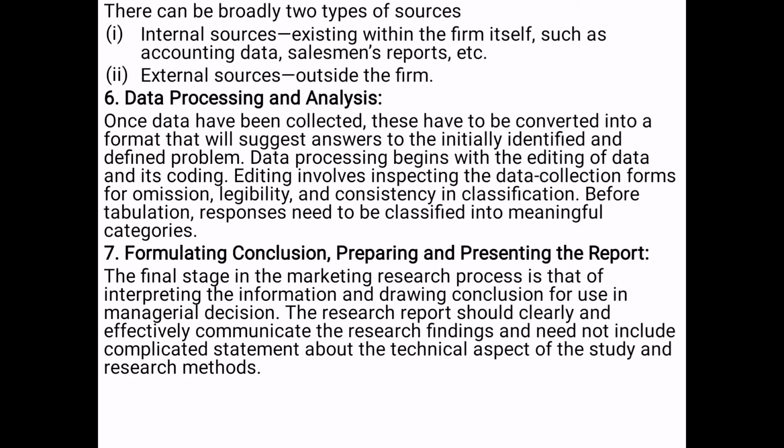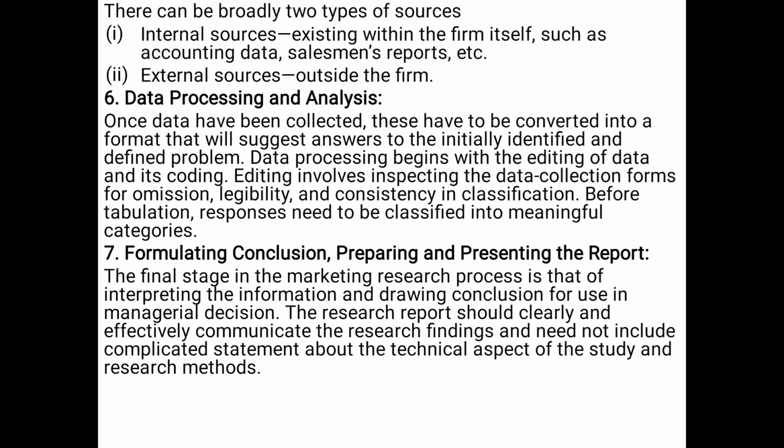There can be broadly two types of sources, internal source and external source. If we are talking about an internal source, then it is existing within the firm itself, such as accounting data, salesmen's reports, etc. And external sources are outside the firm. It can be anyone: newspaper, internet, government data, anything.